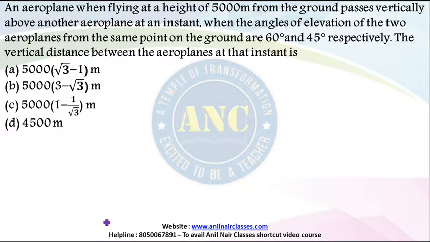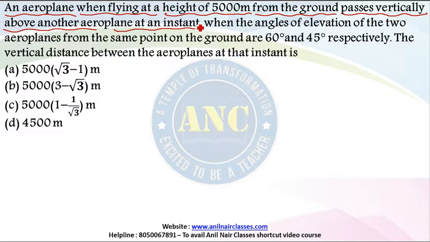Next, question number 18. Beautiful questions which will come in the examination with respect to aeroplanes. Now see here. Let us solve a couple of questions with respect to this concept. An aeroplane, when flying at a height of 5000 meters from the ground, passes vertically above another aeroplane at an instant. That means there is an aeroplane. Right? Let me draw it.